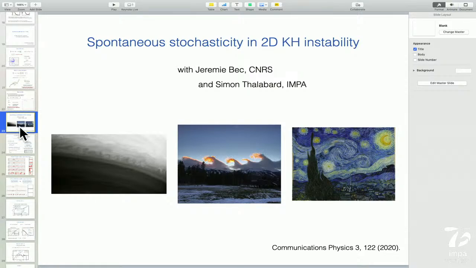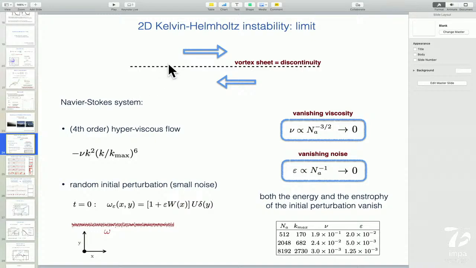Okay, so we will talk about spontaneous stochasticity in Kelvin-Helmholtz instability. And Kelvin-Helmholtz instability is the instability of the interface between two flows. So imagine that there is a fluid, and the fluid in the lower half plane moves to the left with a constant speed, and in the upper half plane it moves to the right. So just two fluids moving.